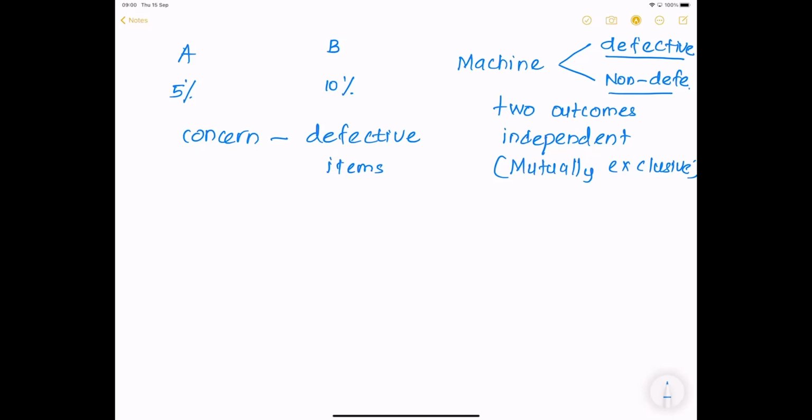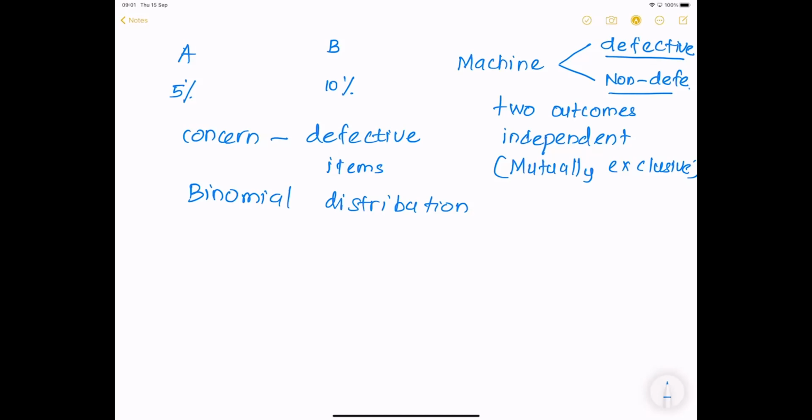So in such a situation, where we have two outcomes that are independent, we can use binomial distribution. Also, the theory behind that one you studied, and I will explain how to do these questions. We can use binomial distribution, since we have two outcomes, defective and non-defective, and the events are independent or mutually exclusive.